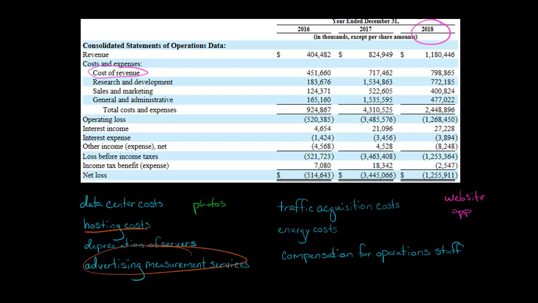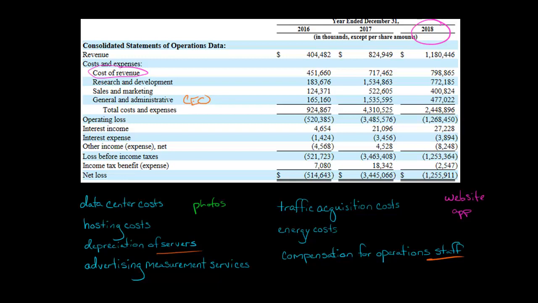They also mention advertising measurement services, traffic acquisition costs, energy costs. So you think about how much energy it costs to be able to run all these servers and so forth, it is probably quite expensive. And then any compensation related to the staff. So actually in this cost of revenue are included some salaries. Now, that is not all of the salaries though, because look, they have general and administrative. So you know that the CEO's salary, for example, is probably going to be under general and administrative. It's not everybody's salary that's in cost of revenue. It's just anything related to data infrastructure.